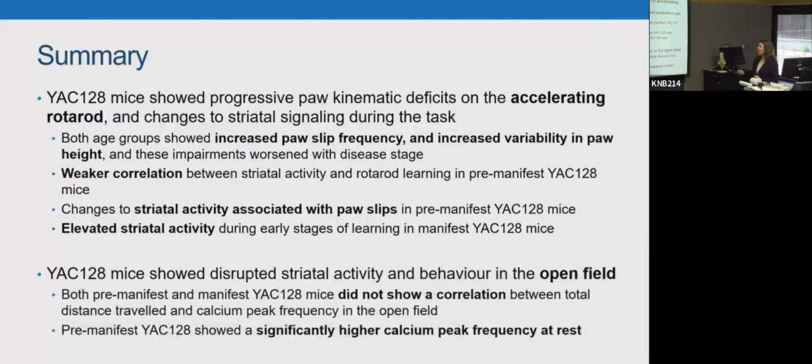And then I also found that YAC128 mice showed disrupted striatal activity and behavior in the open field. So both pre-manifest and manifest YAC128 mice did not show a correlation between total distance traveled and the calcium peak frequency in the open field. And pre-manifest YAC128 showed a significantly higher calcium peak frequency at rest.